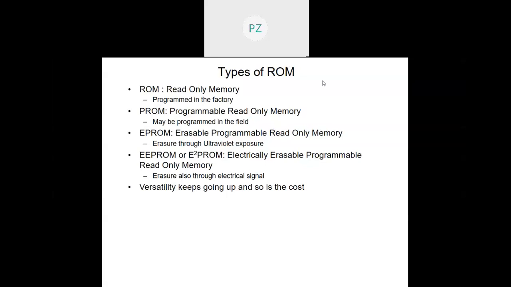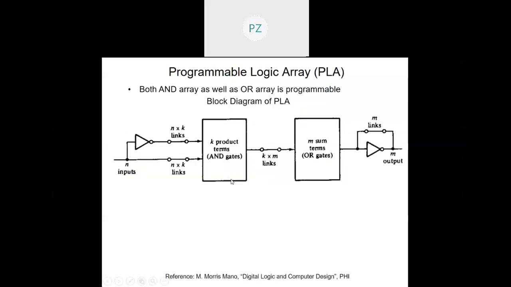After this, we will move to programmable logic array, PLA, as I said a little while ago, in which we are going to have not only the OR array as programmable, but also the AND array. That means you don't necessarily have to have a decoder. So that is called the programmable logic array. So let us see. This is the block diagram.